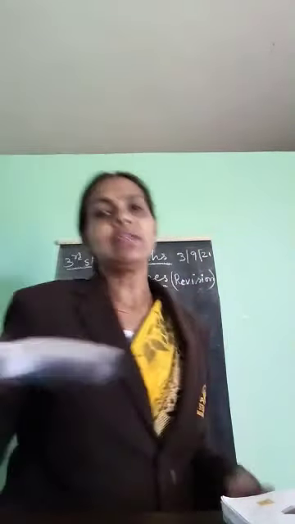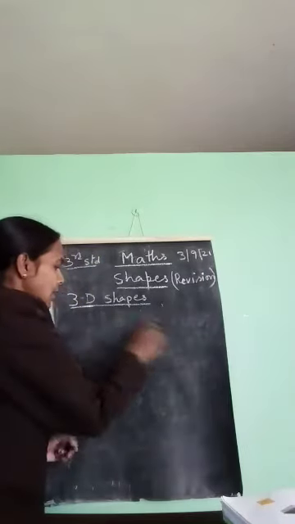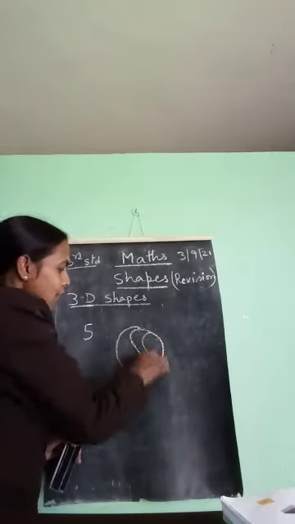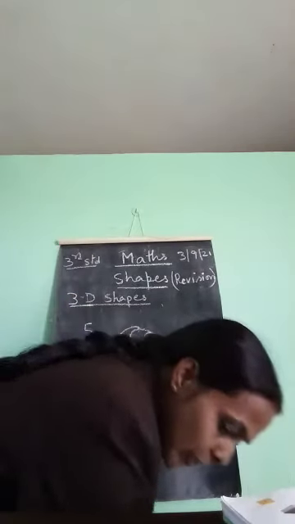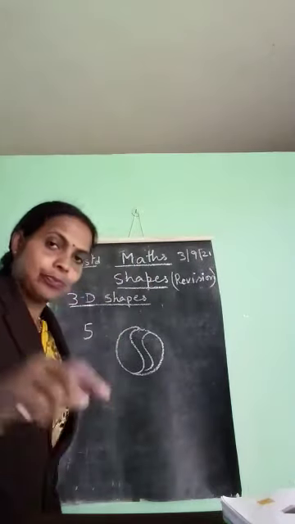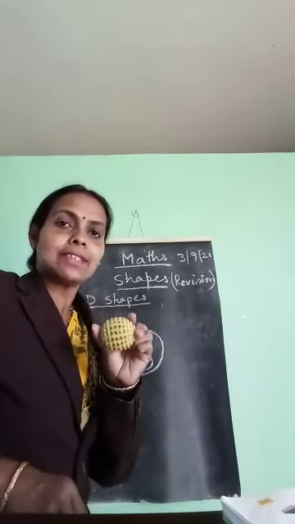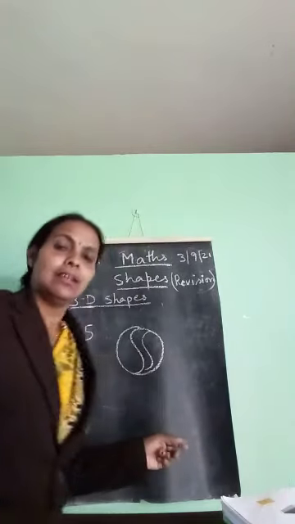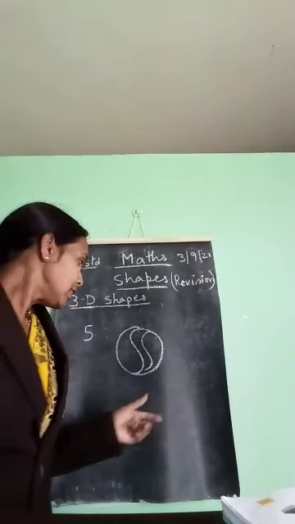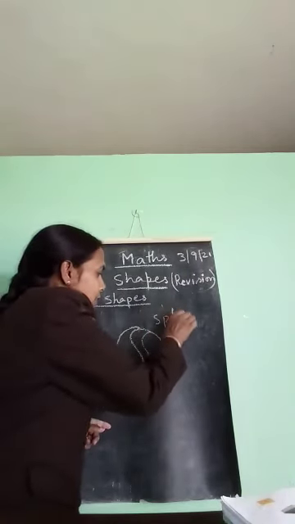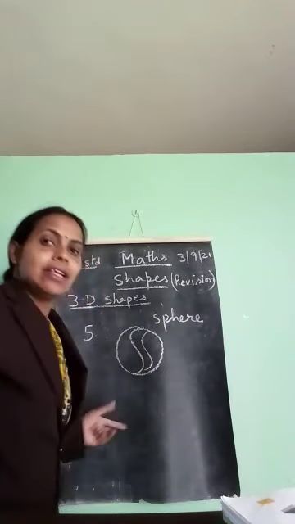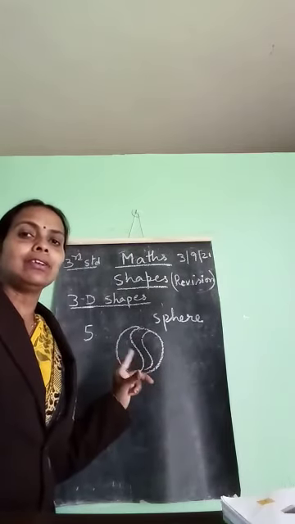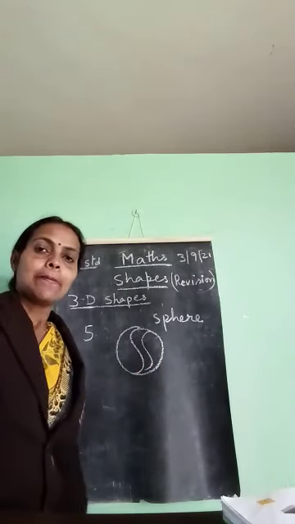Now another 3D shape is sphere. If you see the ball, it is spherical in shape. Ball, that is sphere. This shape is known as sphere. S-P-H-E-R-E. It has no sides, no corner, and it has only one curved surface or face.